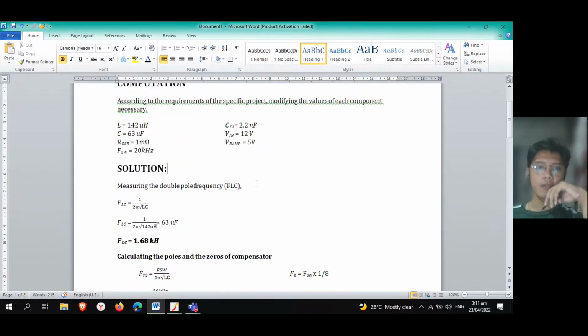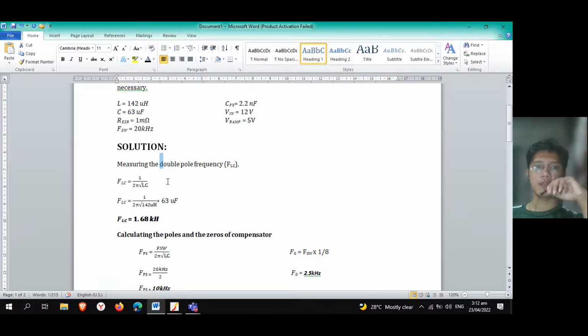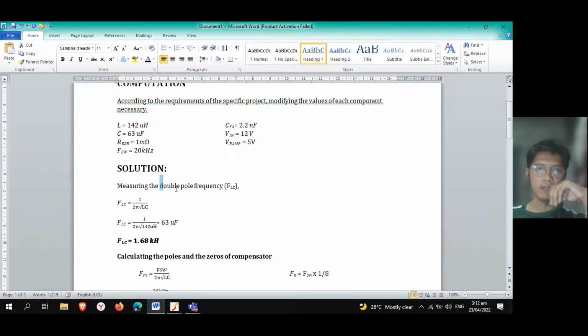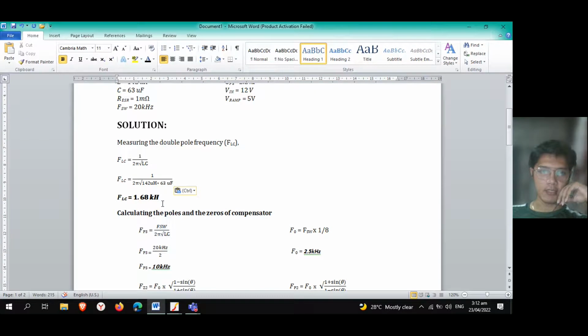Vin is 12 volts, and then VRAMP. For this solution, the required pole frequency is the FLC. The formula is 1 over 2 pi times the square root of L times C. We just substitute the values. L is 142. So our FLC is 1.68 kilohertz.